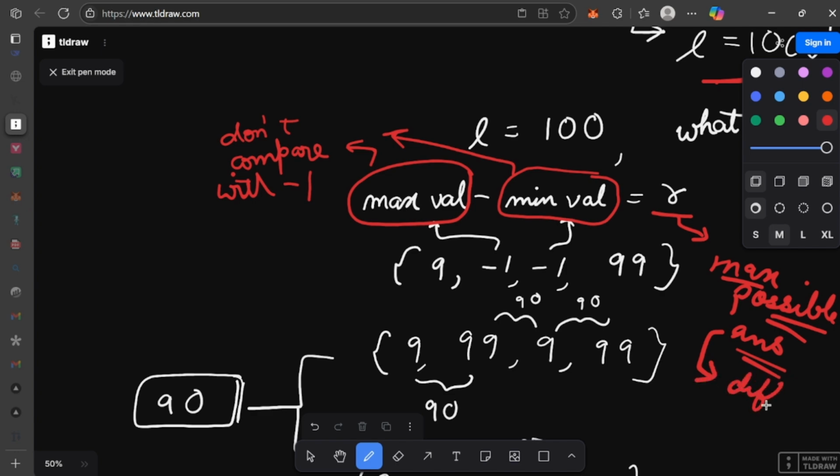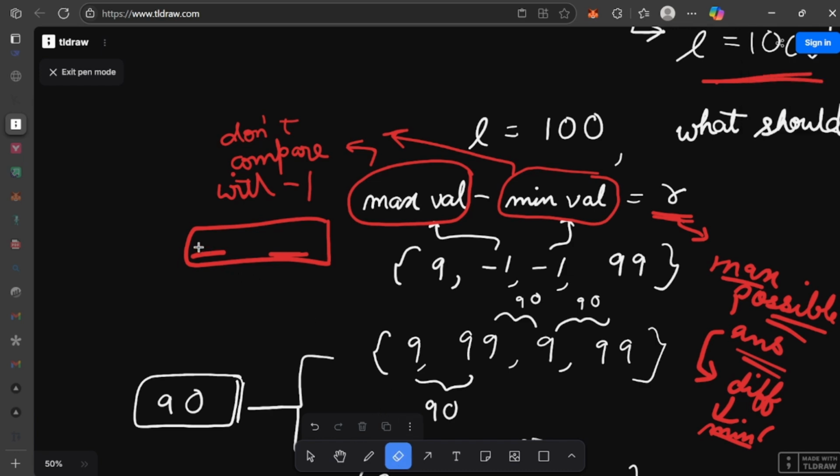Absolute difference, minimum out of the max. We have to minimize the maximum difference. So max non-concrete value minus minimum non-concrete value in the whole array, that would be our right. Our answer would be bounded by these two conditions.